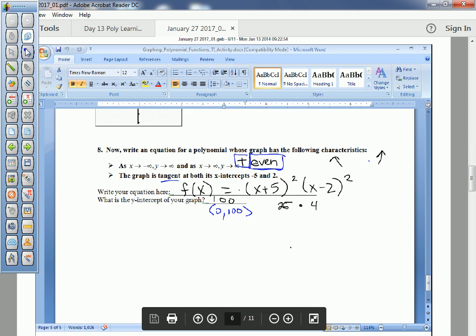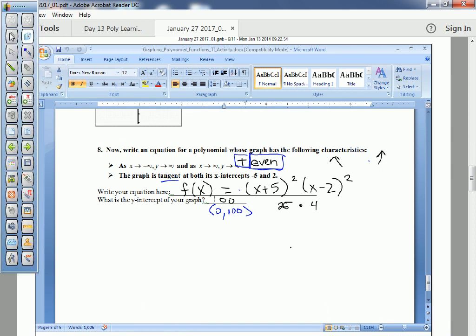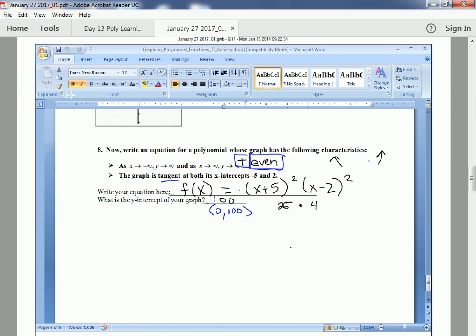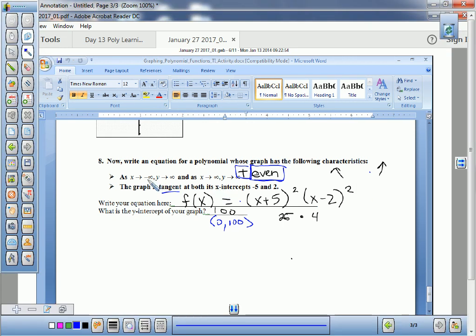Okay, and let's take a look at what's left. The last one. Here they just gave us an idea about a function, and we had to come up with our own function. So when we look at this, it gives us end behavior. So we know as x approaches negative infinity, y approaches positive infinity. It's rising to the left. And as x approaches positive infinity, y does too. So it's rising to the right. That tells us not only is it an even degree function, but the leading coefficient must be positive.